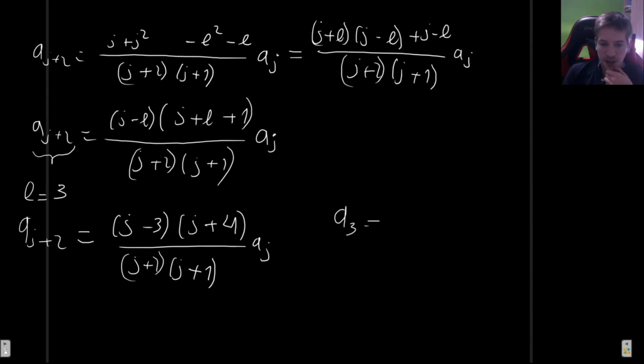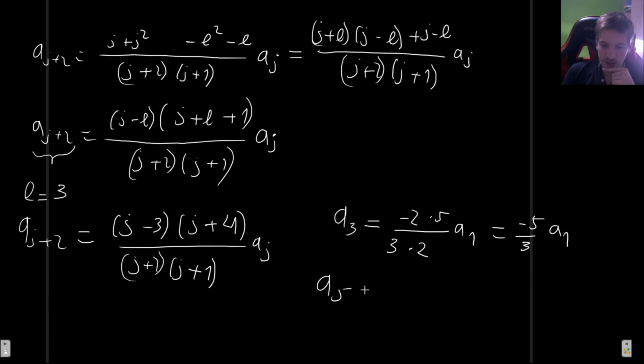So a3 will be, well, j minus 3. So that j is 1 right now. That means we have 1 minus 3, which is just minus 2. So minus 2 times j, which is 1, so times 5 divided by 3 times 2 times a1. So this is just going to be, let's see, minus 5 divided by 3 a1.